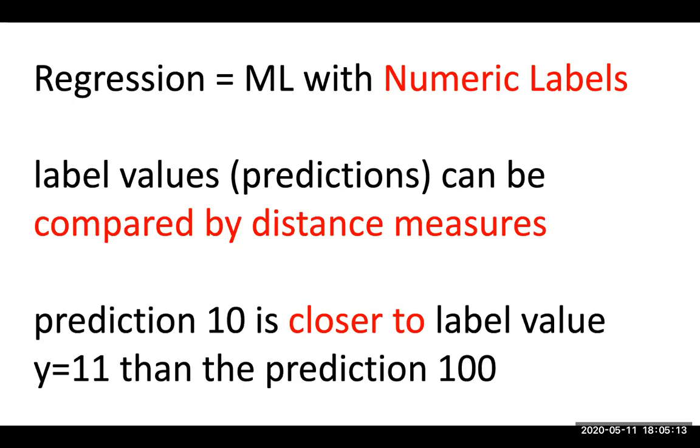In particular, you can compare different predictions or different values for the label. You can, for example, say the prediction 10. So if you predict the maximum daytime temperature being 10, so my guess is that the maximum daytime temperature will be 10. And then somebody else predicts the maximum daytime temperature will be 100. Then you can say the prediction 10 is closer to the label if the true maximum daytime temperature is 11.